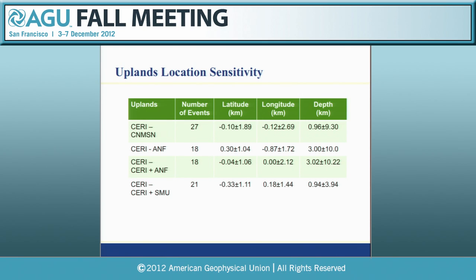If you combine the SIRI and Array Network Facility data, again, you see this mean change of 3 kilometers with a large standard deviation. Next.